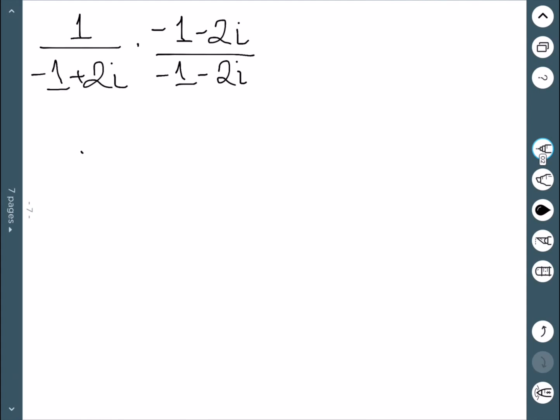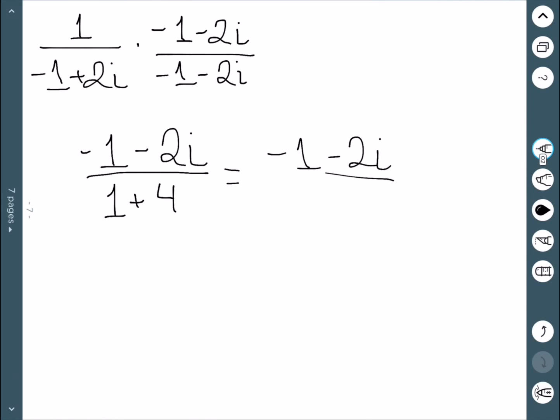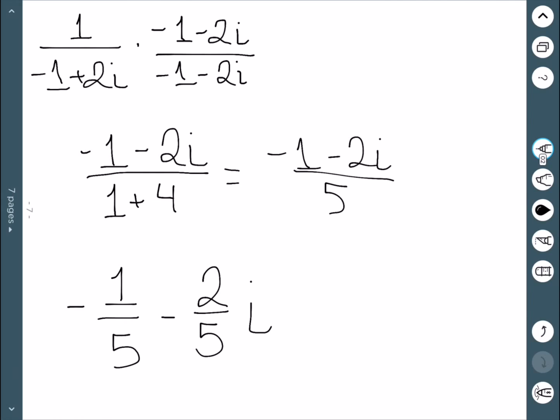On the top, I just have negative 1 minus 2i. On the bottom, using our shortcut, we can square the first number, which is negative 1 squared, gives us 1, plus squaring the second number. 2 squared is 4. We know that 1 plus 4 is equal to 5. So when we write this in standard form, we have negative 1 over 5 minus 2 over 5i. So now we can easily see the a plus bi form.